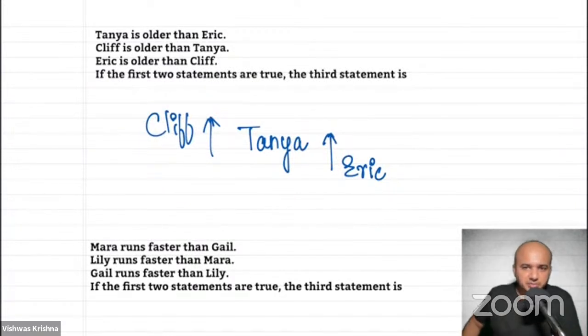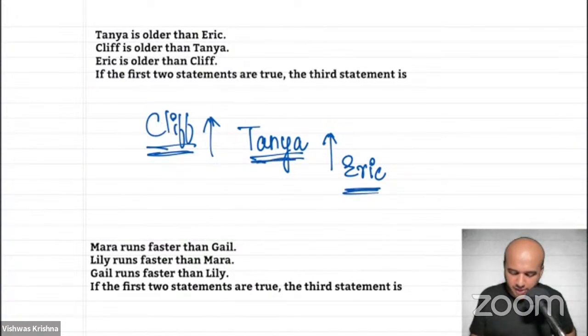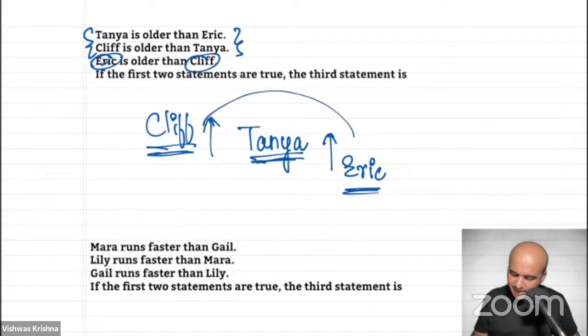Okay. Rakshit and Pratiksha say no. Of course, they are right. Why? Because if you look at this thing, Cliff is elder to Tanya. That is one thing. And the second thing is Tanya is elder to Eric. That is something which we have already established in the first two sentences. If it is already established, how can Eric be older than Cliff? That is not at all possible. Eric is obviously younger to Cliff.